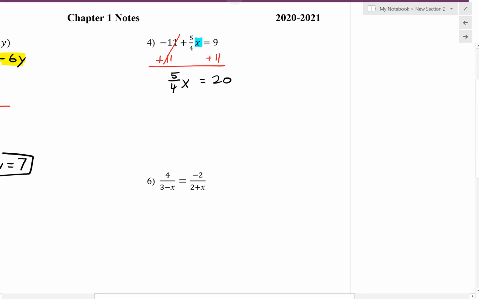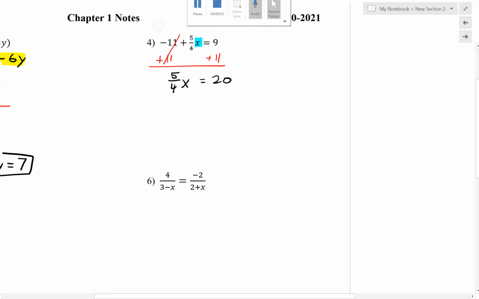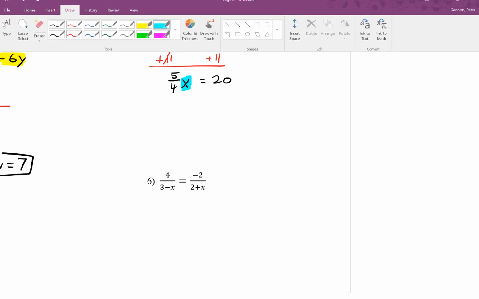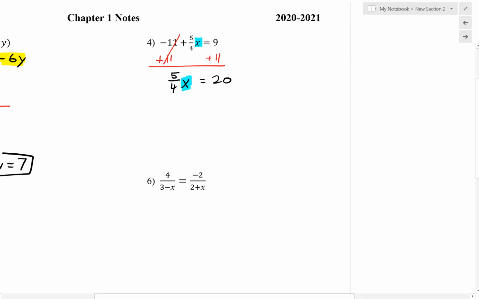At this point, we have a couple options on how we get rid of the 5/4. We can do it in 2 steps, but I'll also end up showing you guys how to do it in 1 step as well. So one method is to start by getting rid of the denominator, the 4. Since that's division, we're going to get rid of it by multiplying both sides by 4. Those 4's are going to cancel, and we're going to be left with 5x equals 20 times 4, so 80.